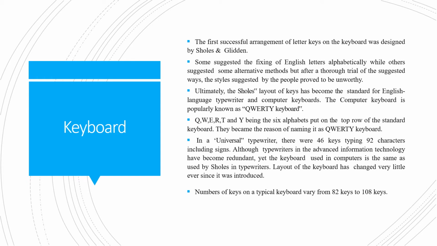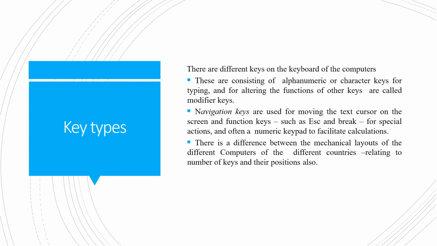Generally, the number of keys on a typical keyboard varies from 82 to 108, but in the case of the universal typewriter, the keys are 46 and the operations are 92. That's only the general difference. Now, key types. There are different types of keys available on the keyboard. Firstly, we are going to discuss alphabetical keys, also known as alphanumeric keys. Alphanumeric keys are those keys that can perform the operation of alphabets and also of numerics. Such keys are also called modifier keys or altering keys.